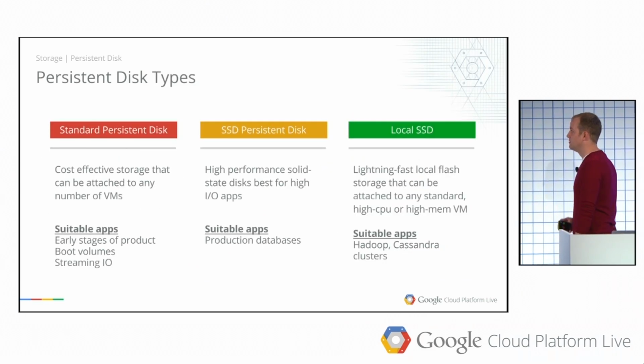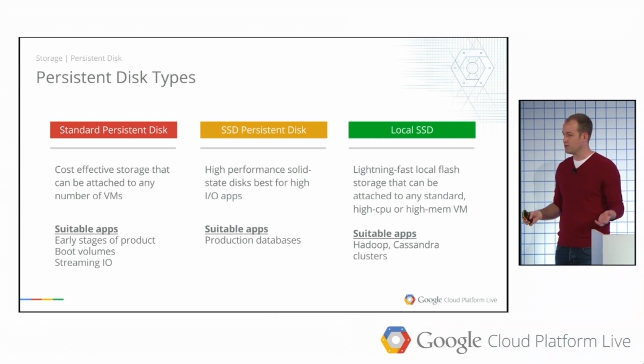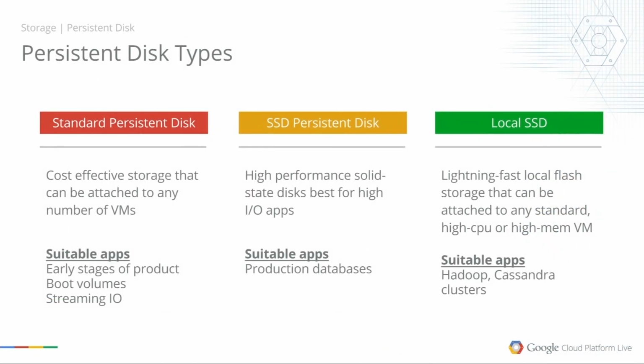So what is the right option for you? Well, we offer 3 different choices of persistent disk to spin up with your virtual machine. The first is our standard persistent disk offering that is a cost-effective storage that can be attached to any number of VMs. This is really good for early stages of product, boot volumes, anything that's doing streaming I/O. It's just a nice performance choice for actually building out your application from the beginning. But if you have certain types of applications that have higher I/O requirements, you need to move up to our SSD persistent disk. So this is our solid state offering. It really offers a nice array of I/O for the amount of storage that you get.